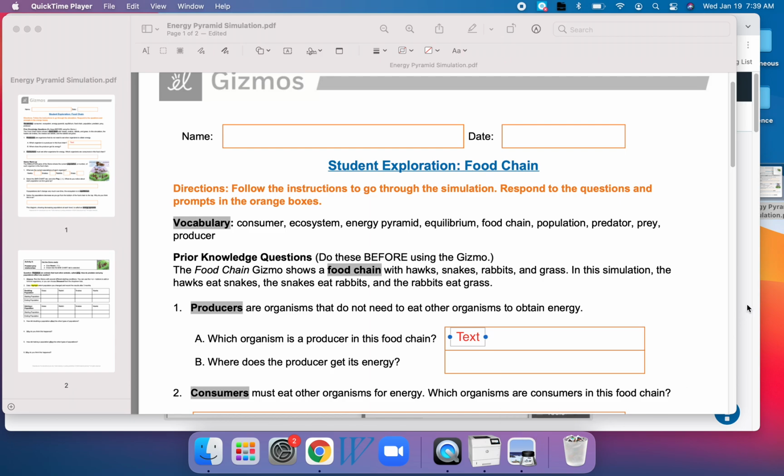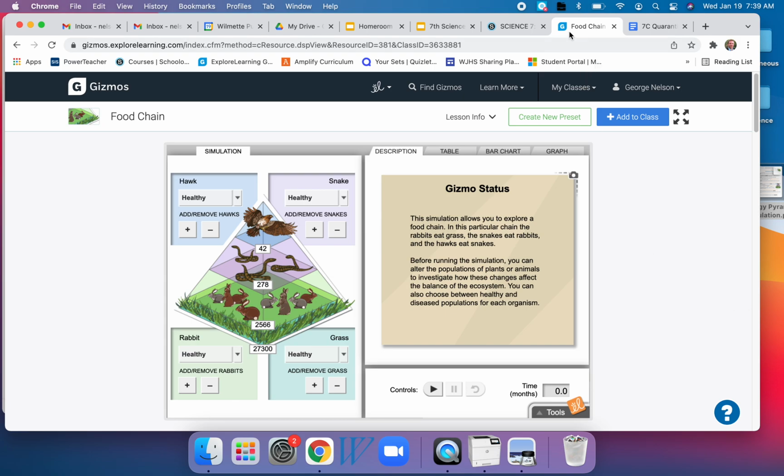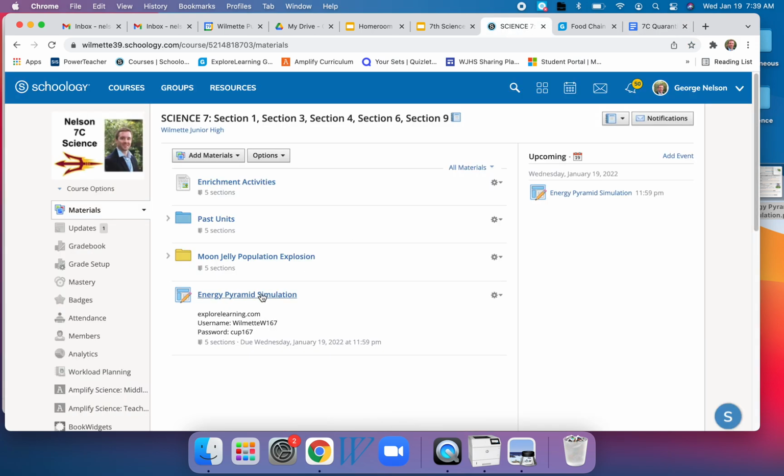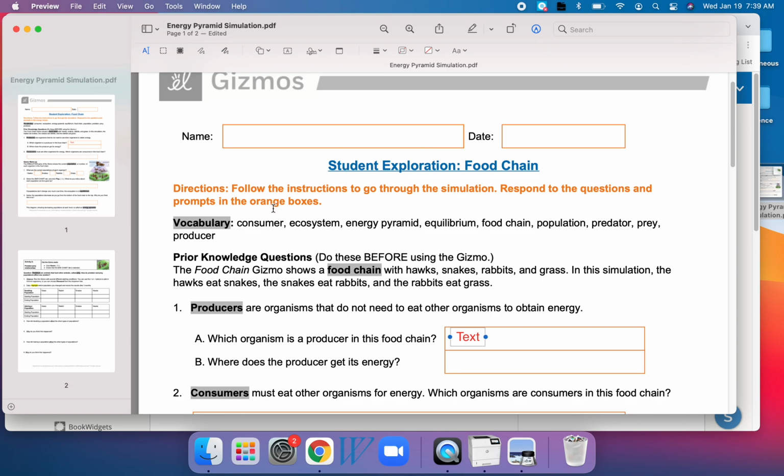What we're going to be working on today is the energy pyramid simulation. When you look at here today, assignments are posted here if you want to also. It's also posted in Schoology for the energy pyramid simulation. So the worksheet today is going to talk about directions: follow the instructions, go through the simulation, respond to the questions, prompts in the orange box.